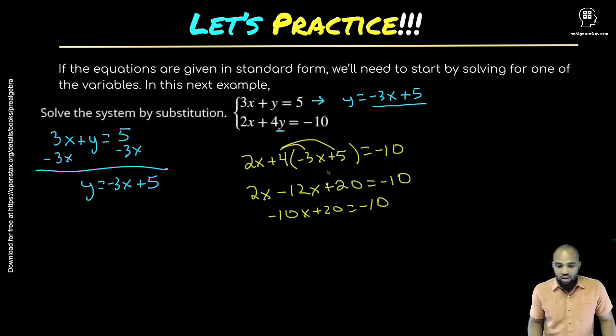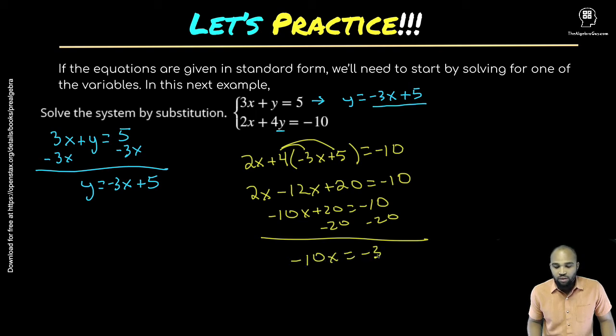And I want to get my x by itself, so I'll subtract 20. So that becomes negative 10x equals negative 30. Divided by negative 10, x is equal to 3.